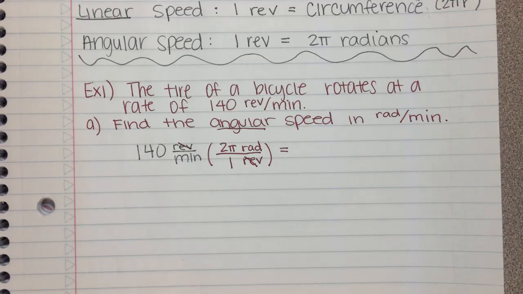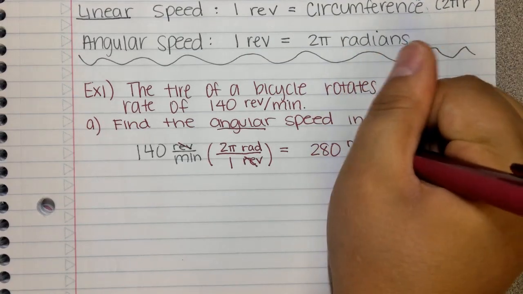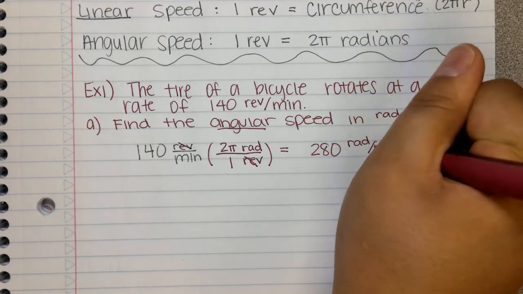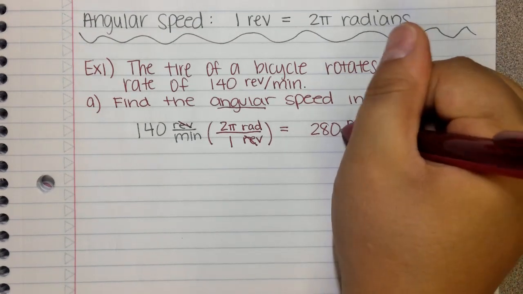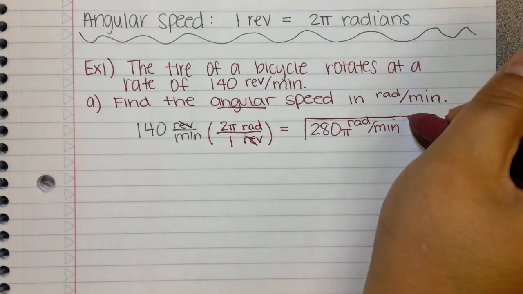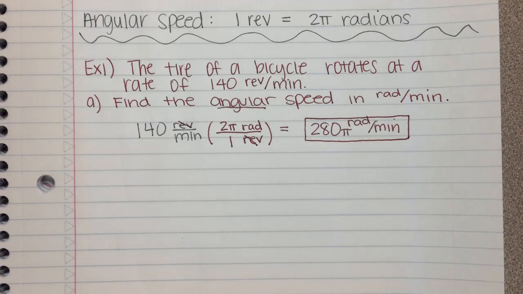Multiply it out and you get 280 pi radians per minute. Not too bad, right? Is this making more sense, especially for those of you that watched the video? A little bit. Okay.